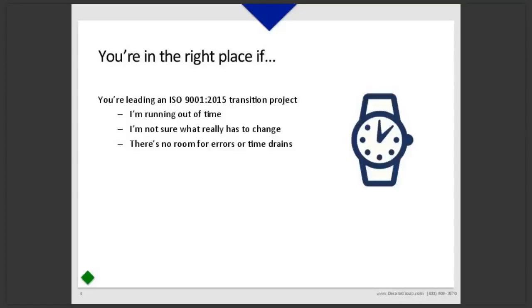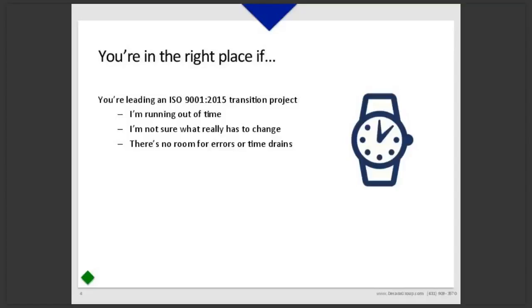But we're going to start a poll now just so it helps me see who's in the room that we're talking with. And I'll just tell you the kinds of people who typically sign up for this. You can just answer these in the poll in the right-hand panel of your screen. But you're in the right place if you're leading an ISO 9001:2015 or another standard transition project.